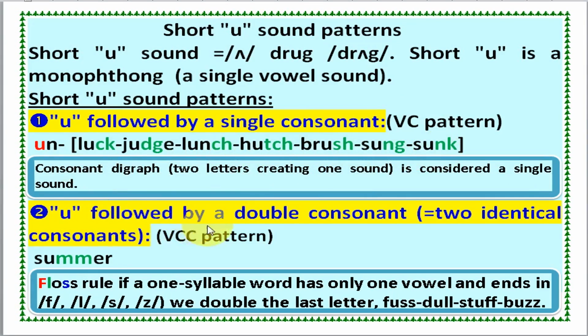U followed by a double consonant. What is meant by a double consonant? Two identical consonants. VCC pattern, like summer.